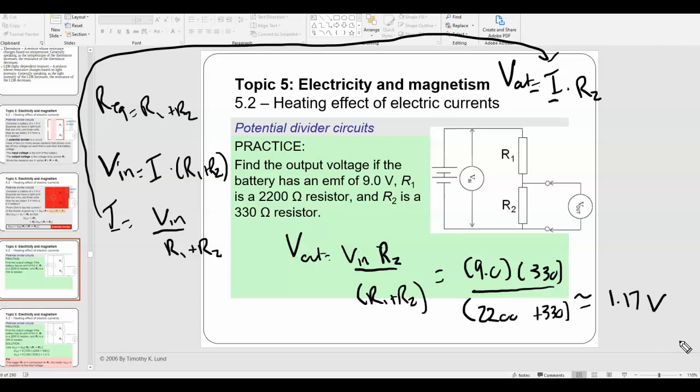Pause it there if you need to look at that some more. So that was just a really basic voltage divider equation problem.